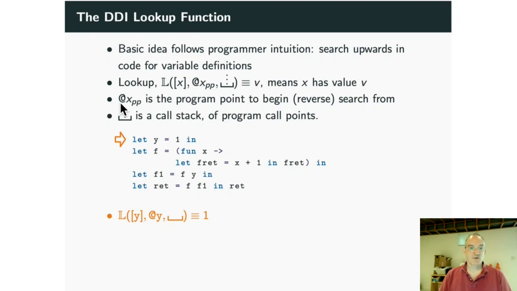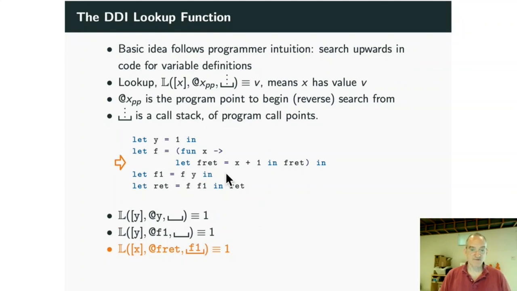So this is the program point call stack. In general this is going to be a list, but for now we're just covering the case where it's a singleton. The idea is we're just going to walk back through the program to find the variable. So here, for the variable y, if we're actually at its definition, it's axiomatic that the value is 1. But if we're down here at this line, F1, we don't remember the line we're looking up from the program point. To find y, we can search back up through the program and we'll find it up here.